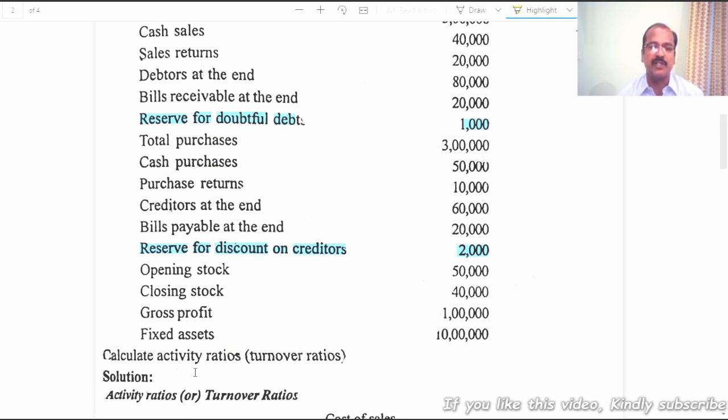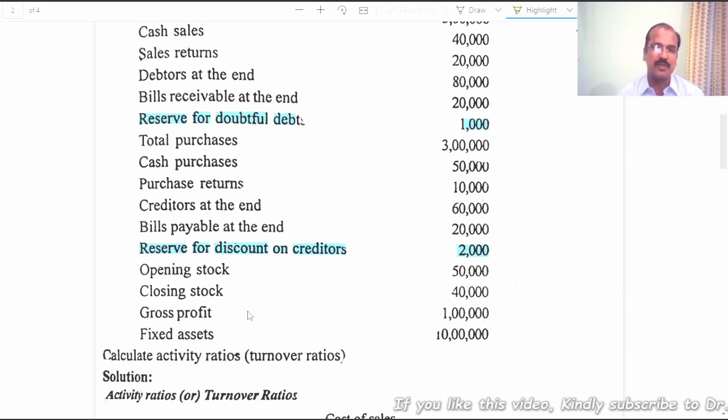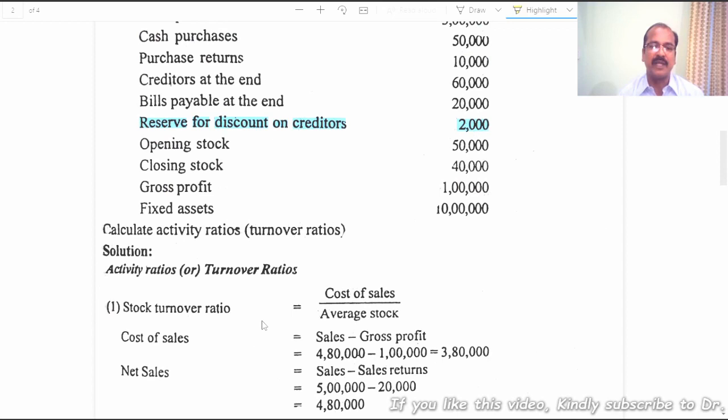Calculate activity ratios which could otherwise be named as turnover ratios. To calculate the activity ratios or turnover ratios, we can simply ignore these two items which have been highlighted here. What are those two items? Reserve for doubtful debts and reserve for discount on creditors. The rest of the items could be made use for calculating the turnover ratios. The first ratio to be calculated here is stock turnover ratio.